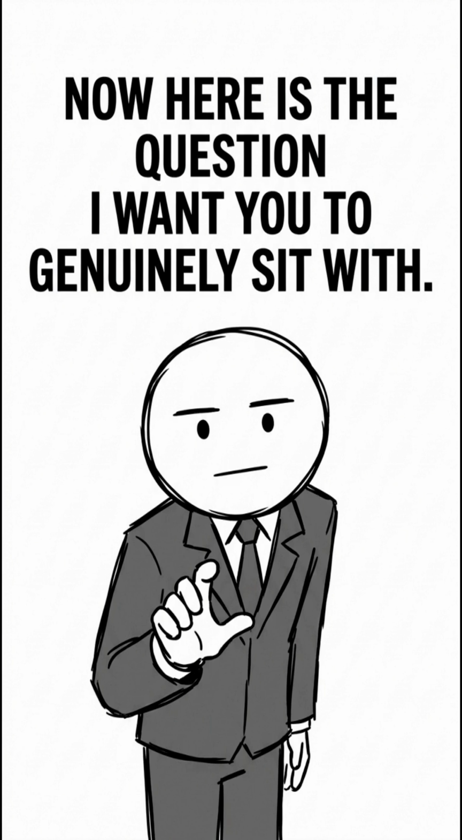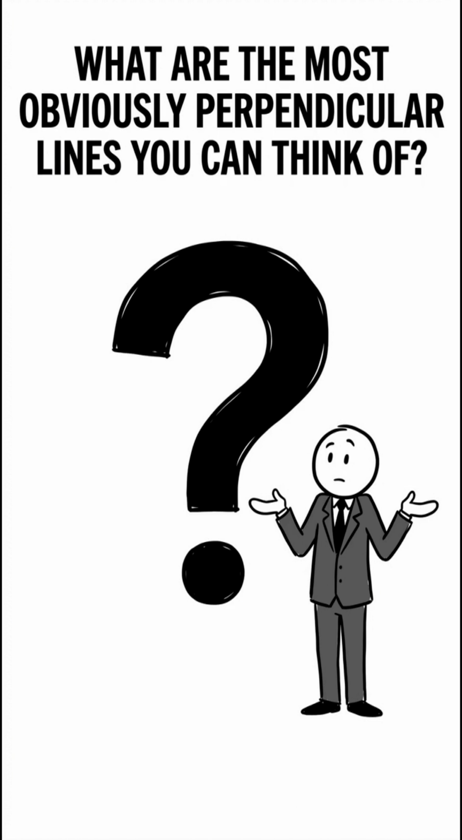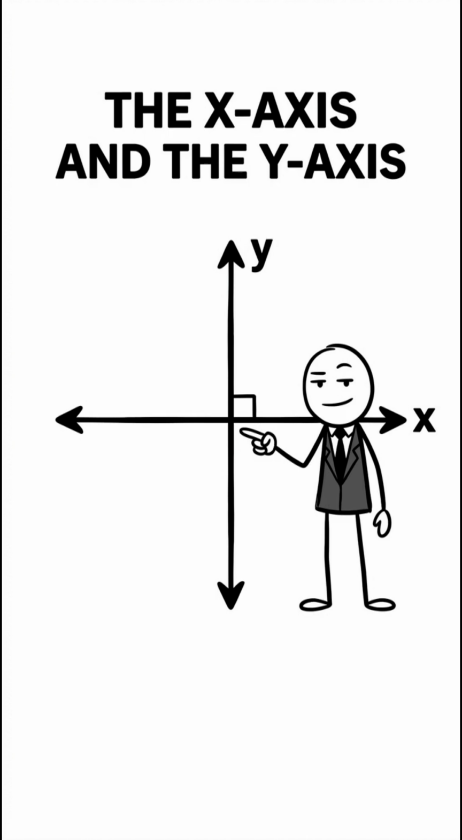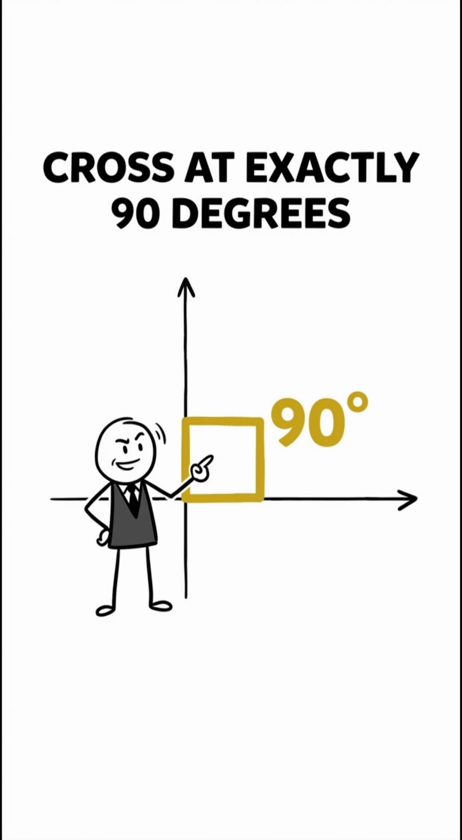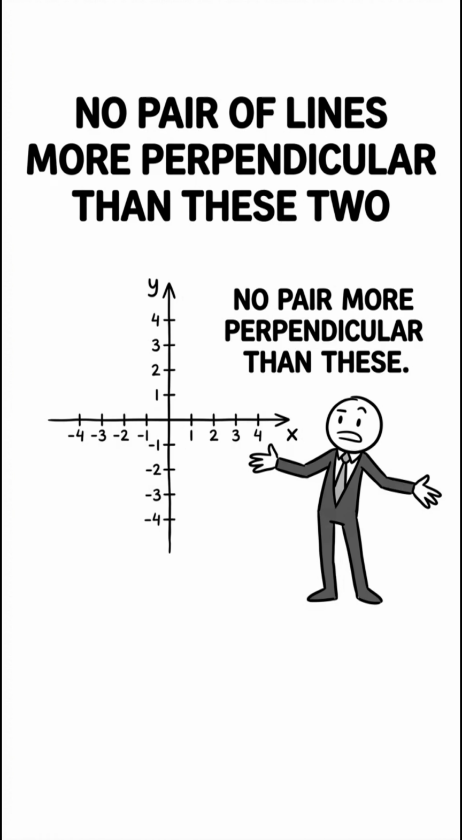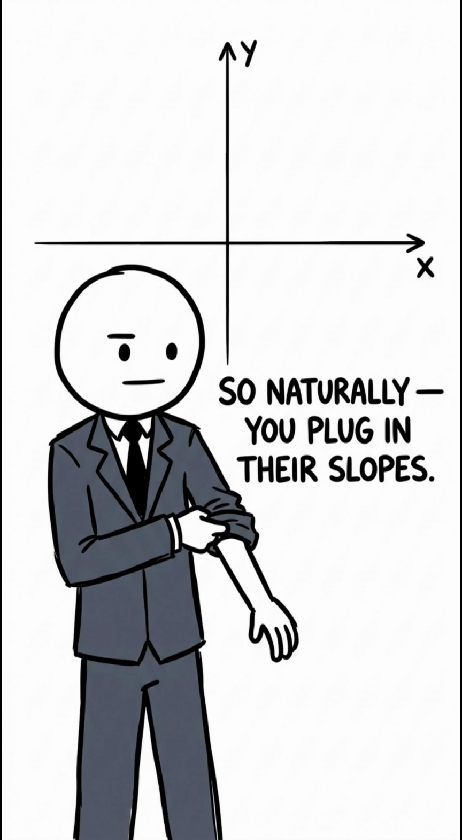Now here's the question I want you to genuinely sit with. What are the most obviously perpendicular lines you can think of? The x-axis and the y-axis. They meet at the origin. They cross at exactly 90 degrees. There is no pair of lines more perpendicular than these two. So naturally, you plug in their slopes.